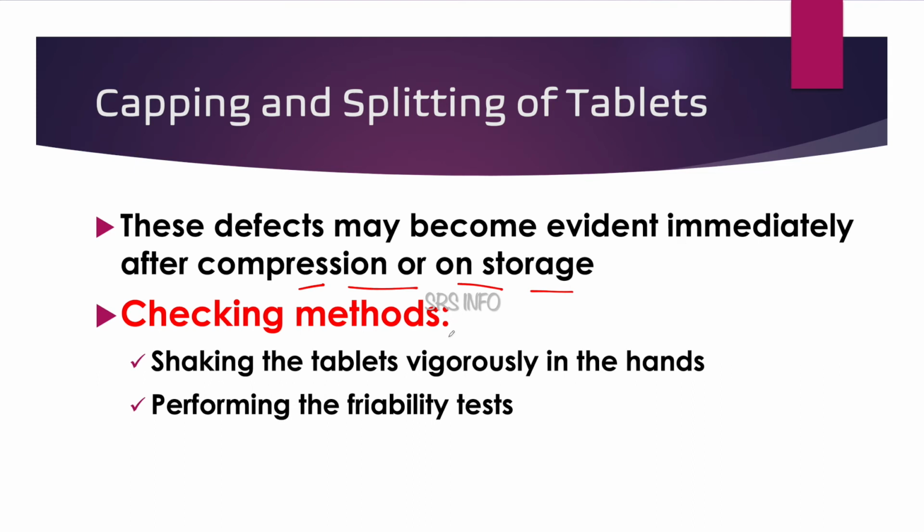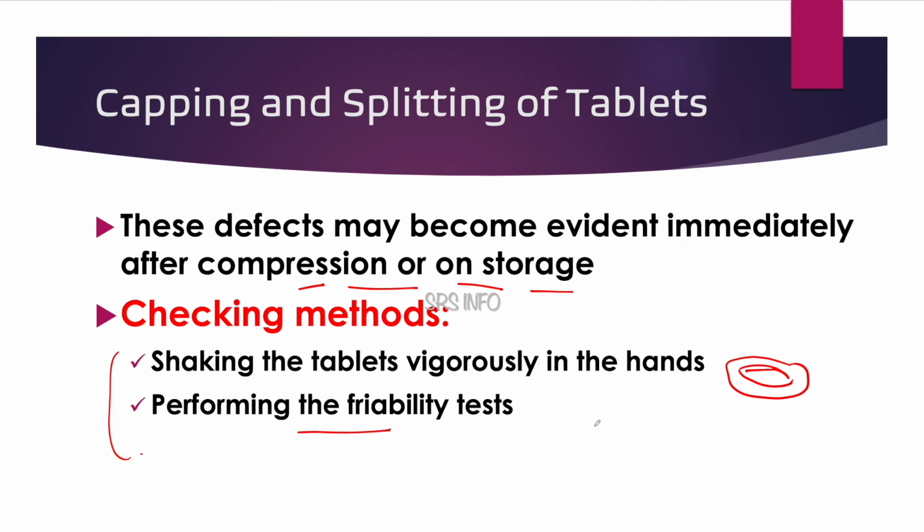So, what are the checking methods to find out whether the tablet is defective with this capping and splitting? We can check it by two methods. Either after making the finished tablet, just shake those tablets vigorously in the hands. So we can notice whether the tablet splits or there is the presence of a cap, that is different layers. Layers are separated like this. This is the tablet and the layers are getting separated. If we shake these tablets vigorously in our hand, it can be identified. Or we can perform the friability test.